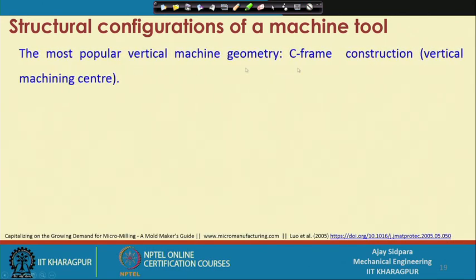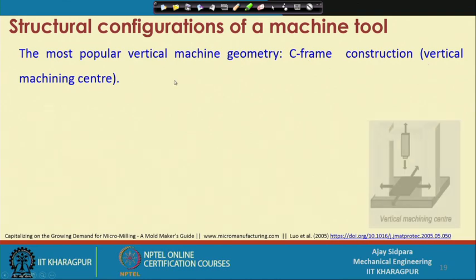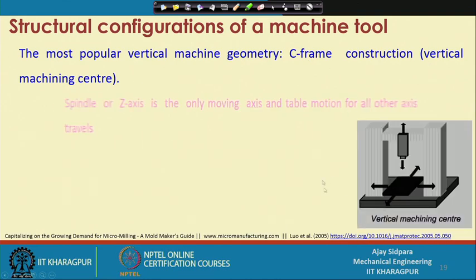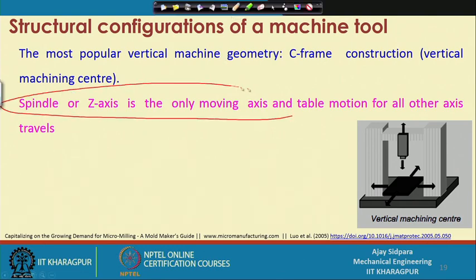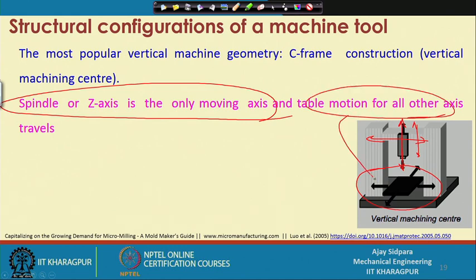So, the most popular construction is this C-frame construction or the vertical machining center. Why is it so? What is the advantage here? The spindle or the Z axis is the only moving axis on this particular part. So, now if you see here, only the spindle axis is moving. In contrast, in the earlier slide's setup, many motions were given here and here at this location, but that is not the correct one. And the rest of the motion, that means x and y motion, are both located in the table.